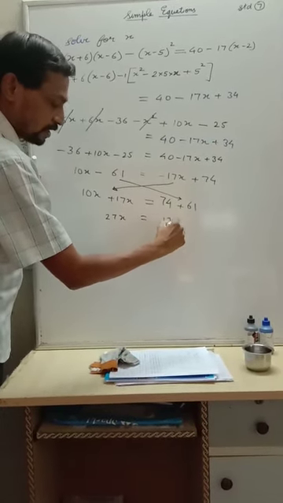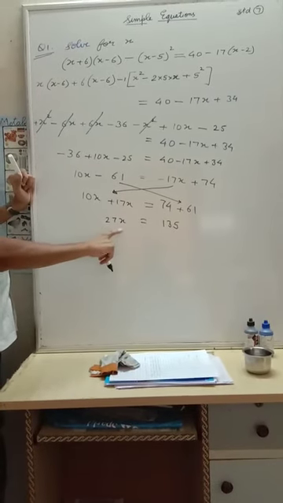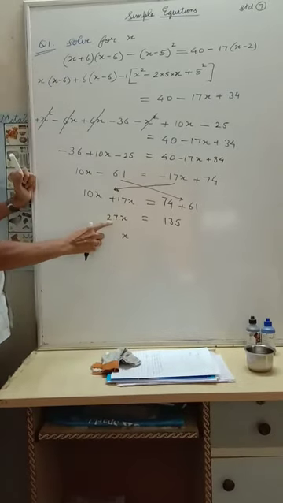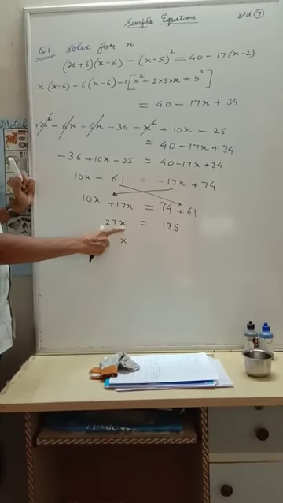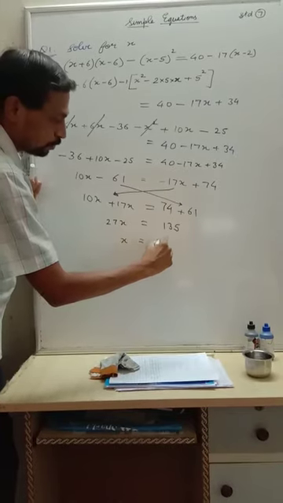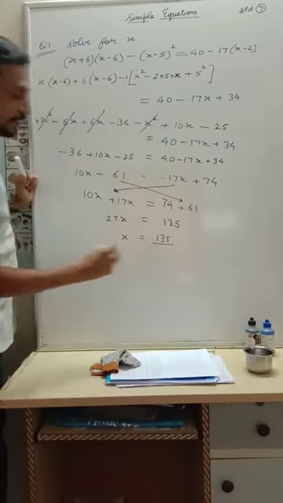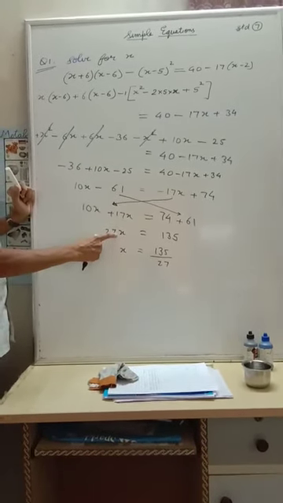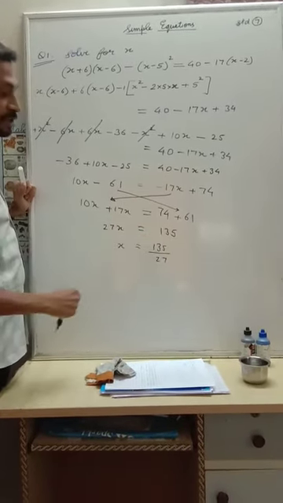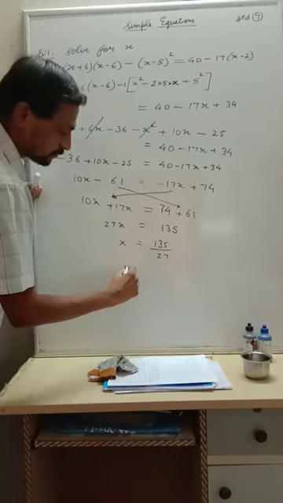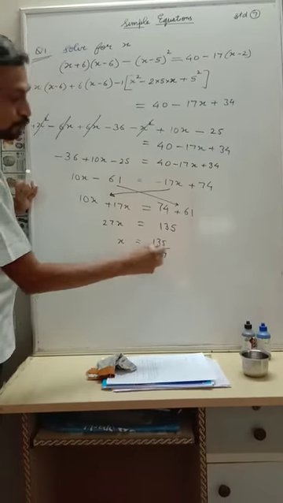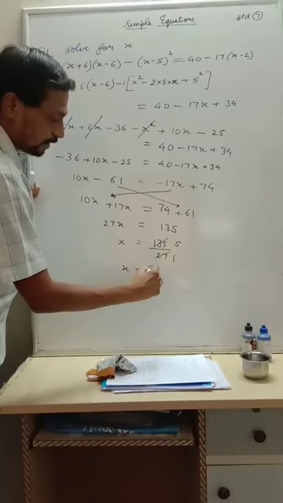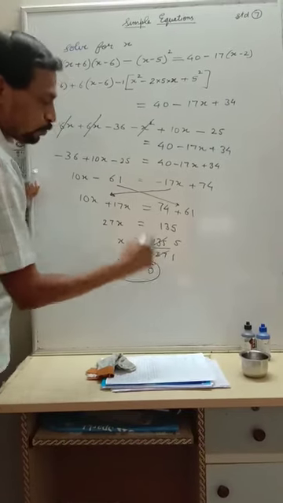So this is 135, and 27x is equal to 135. Next step, remember, this is 27 multiplied by x. So x is equal to 135 divided by 27. Why so? Because it is multiplication over here. When I shift it to right hand side, it becomes division, and hence we get the final answer. 27 ones are 27, 27 fives are 135. So the final answer is x is equal to 5.